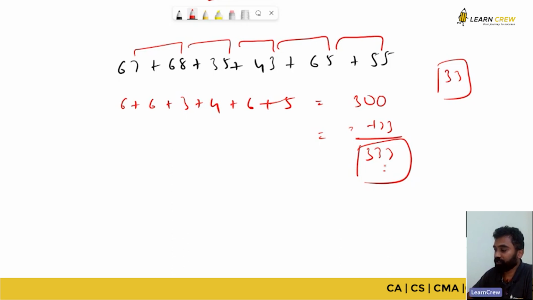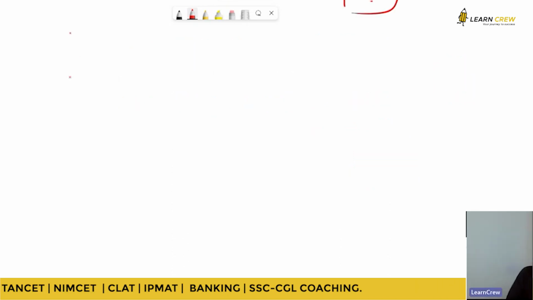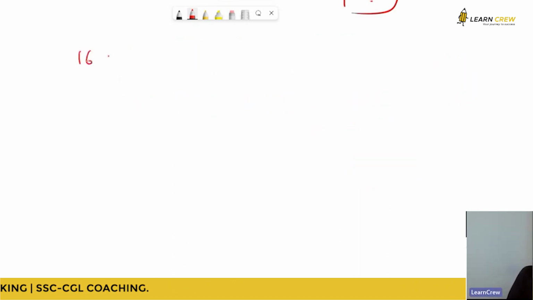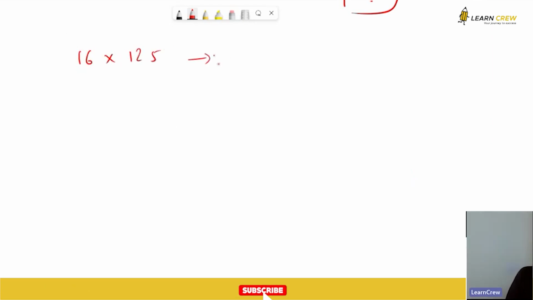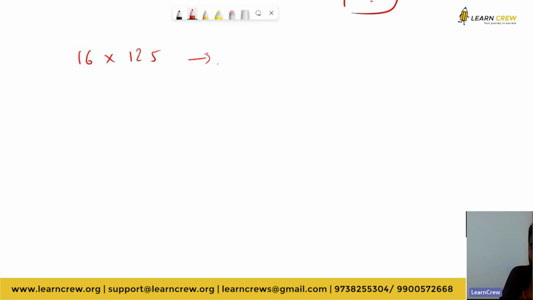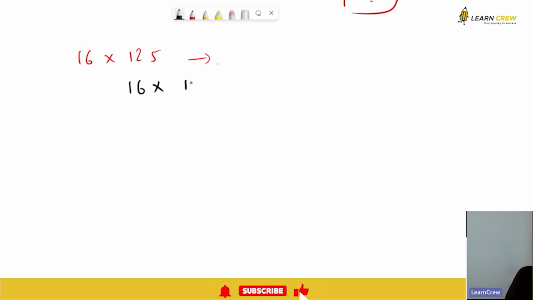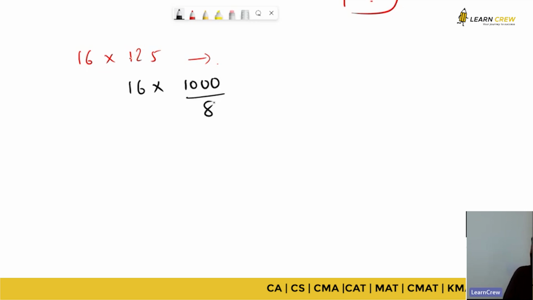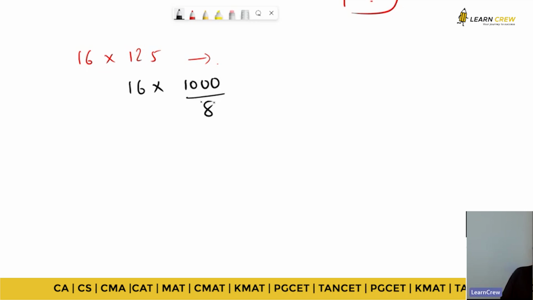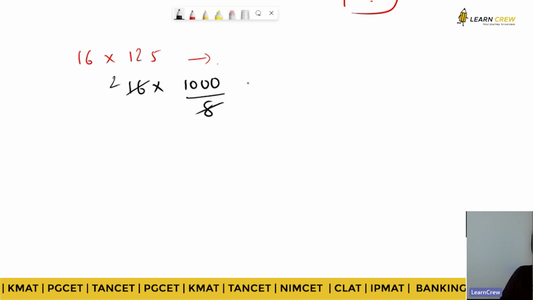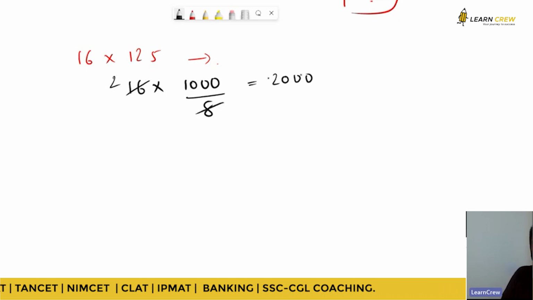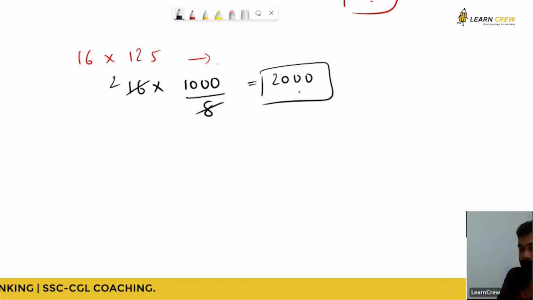Now we'll start with multiplication. If I'm having something like 16 cross 125, how will you do it? The answer for this 16 cross 125: it becomes 16 cross 1000 divided by 8. This 125 can be written in terms of 1000 by 8. So this becomes 8 two times. This becomes 2000.